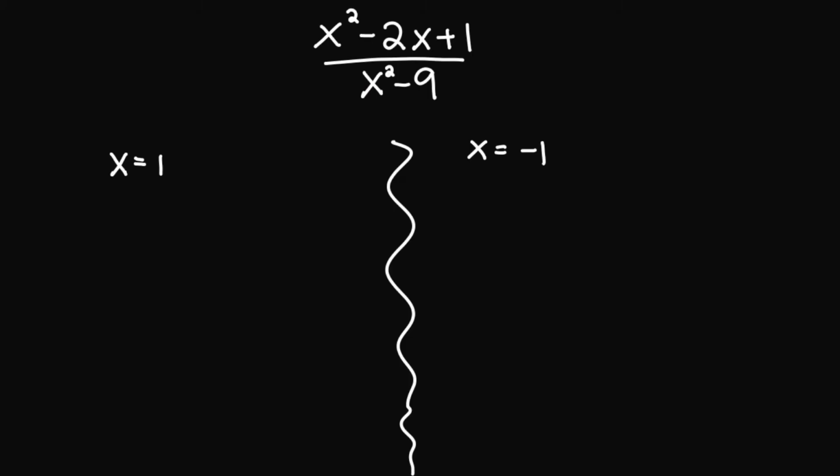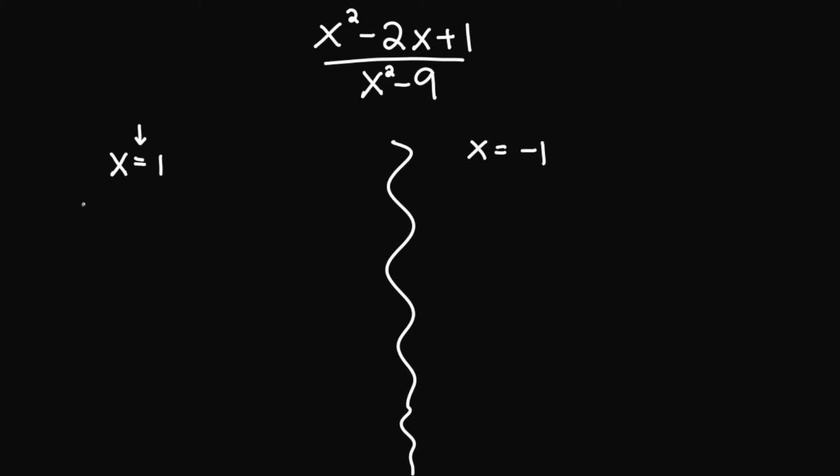Hey guys, welcome back. So today we'll be going over evaluating a rational expression. So let's look at our first example. Let's say we have this expression here, x squared minus 2x plus 1 over x squared minus 9. Let's say we had to evaluate this expression and say that x equals 1. So wherever there's an x, I'm going to replace my x with a 1.